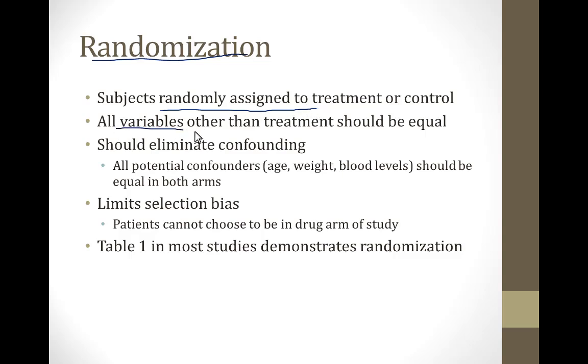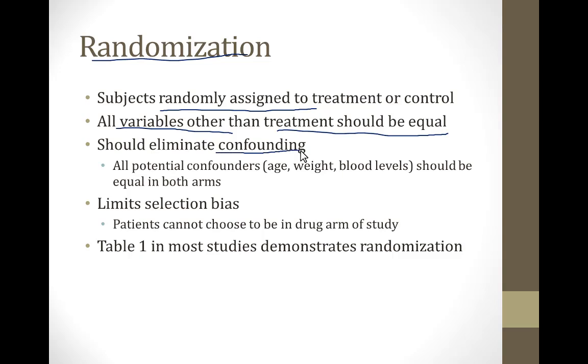Randomization means that all variables other than treatment should be equal. So the people in the treatment arm should be getting the drug, the people in the control arm should be getting no drug, but everything else, age, gender, all the other features should be equal between the two groups. And it's very high yield to know for your boards that randomization eliminates a couple of particular kinds of bias. First of all, it should eliminate confounding.